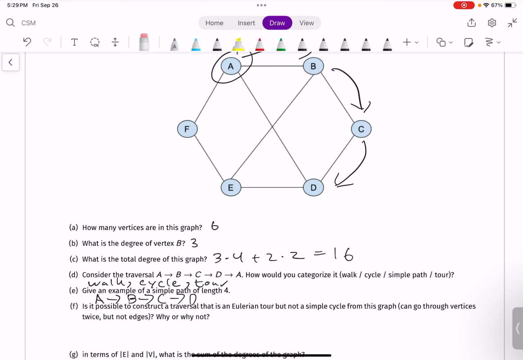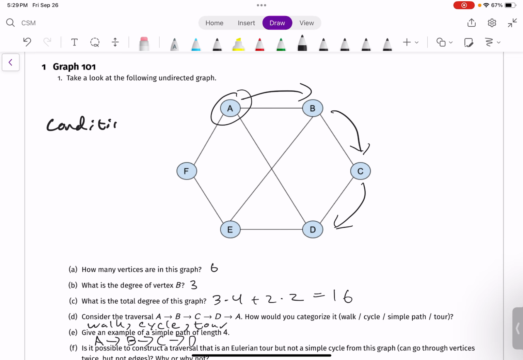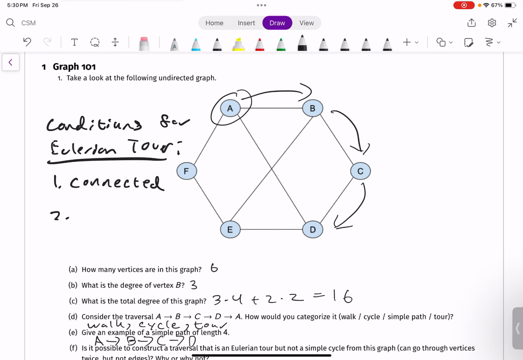And what are the conditions for an Eulerian tour? Let's write those out. An Eulerian tour exists if and only if our graph is 1, connected, and 2, even degree, meaning every vertex in our graph has even degree. Now remember, we said that vertex B has degree 3, hence our graph is not even degree, and hence it does not have an Eulerian tour.